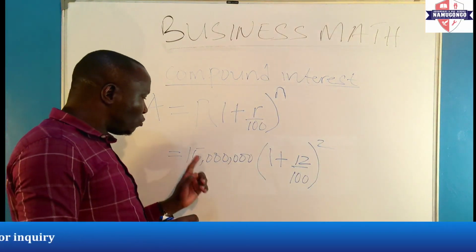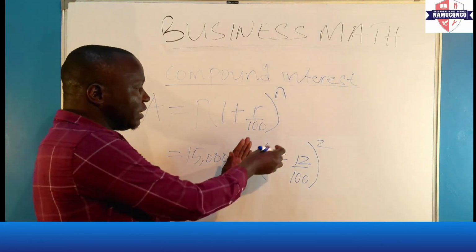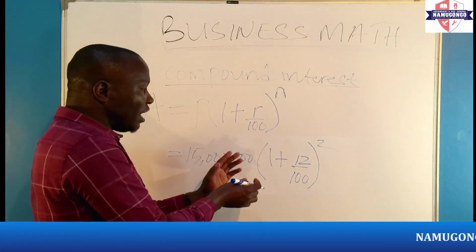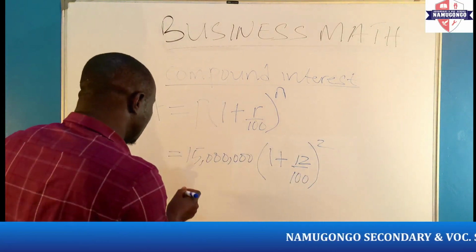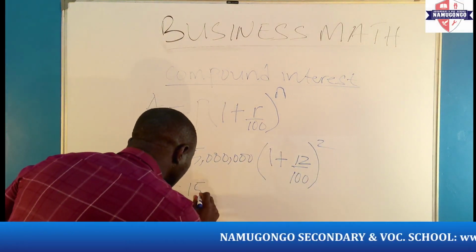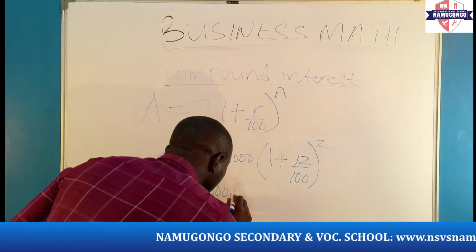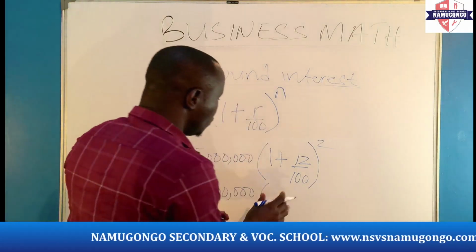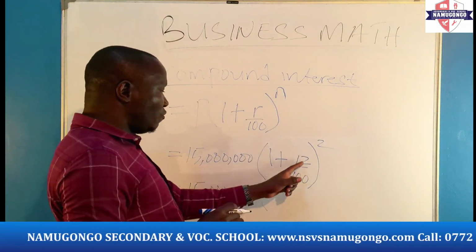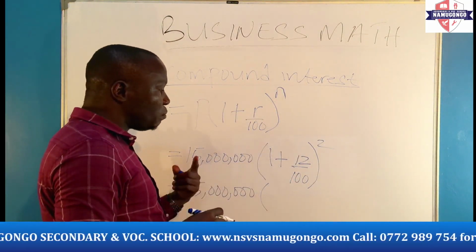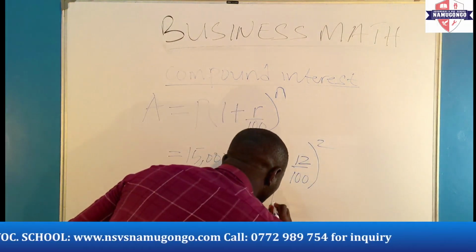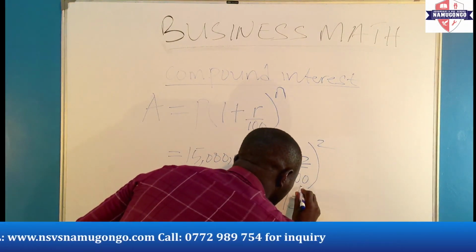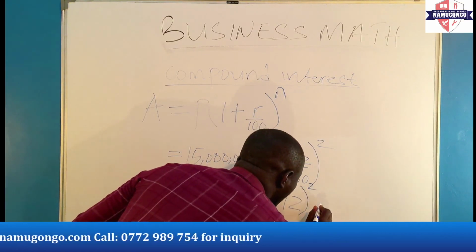Don't multiply the 15 million shillings by what is in the bracket. No. We shall first simplify what is in the bracket. When you simplify, 12 over 100 can be written as 0.12. Then you add it to this one, which becomes 1.12. Put it in a bracket, then raise the power of 2.